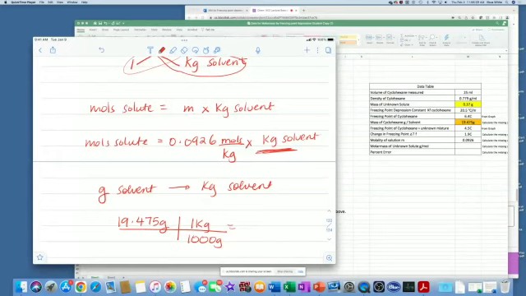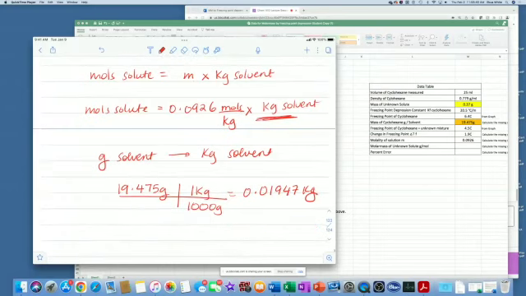19.475 divided by 1,000. Okay, so we're getting 0.01947. It's a lot of numbers, kilograms, right? So now we got this number here, which I can put back in here and actually solve for moles of solute.